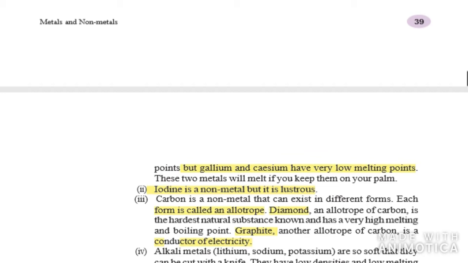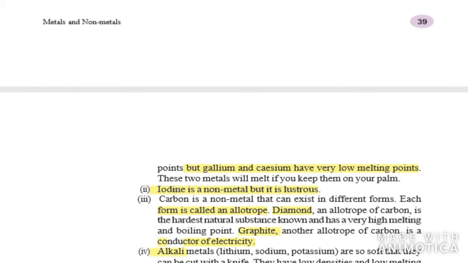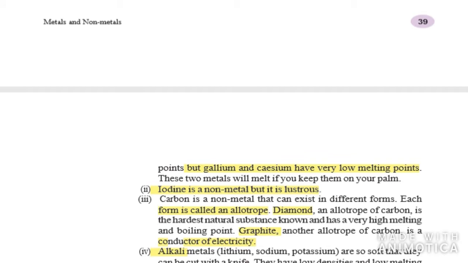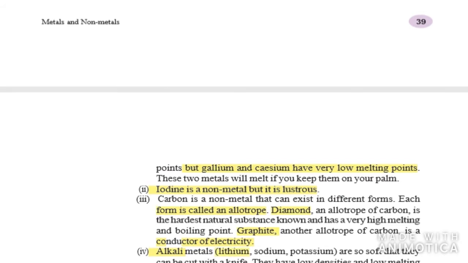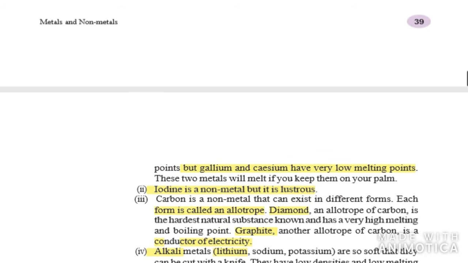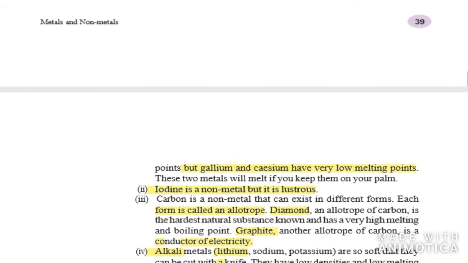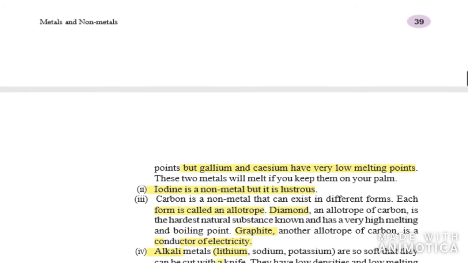The fourth one is alkali metals. Alkali metals such as lithium, sodium, potassium are so soft that they can be cut with a knife. So remember these four exceptions we have under metals and non-metals. Now let's move on.